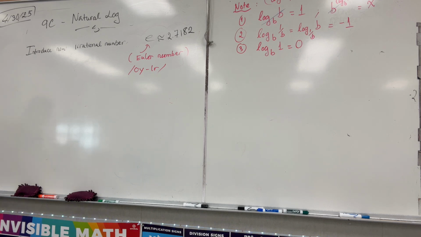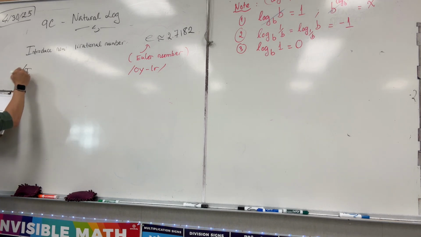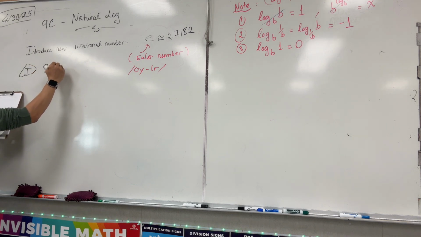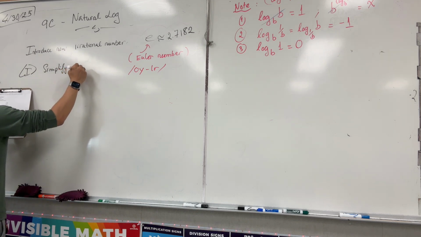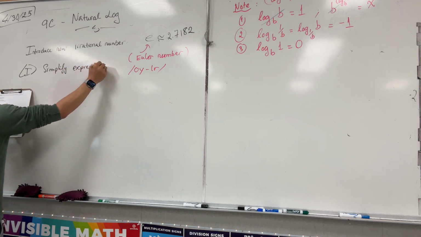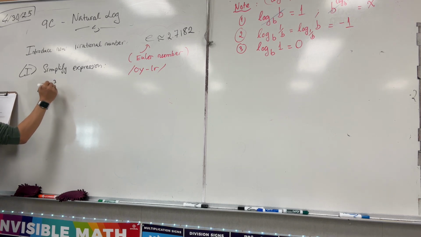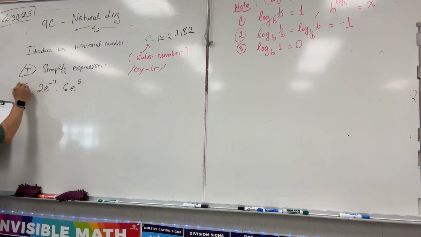Anyway, why did we go to pi? Oh, we're talking about the e. Okay, now. Part one. Simplify expression. If you see something like this, how do you simplify this? This is old stuff. This is old stuff.